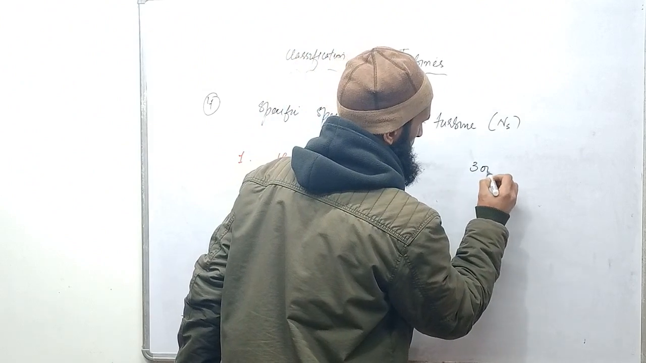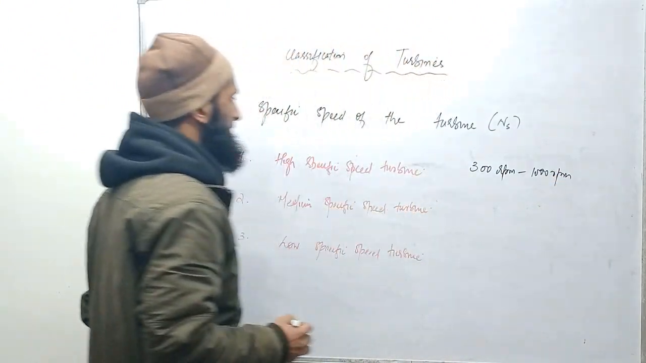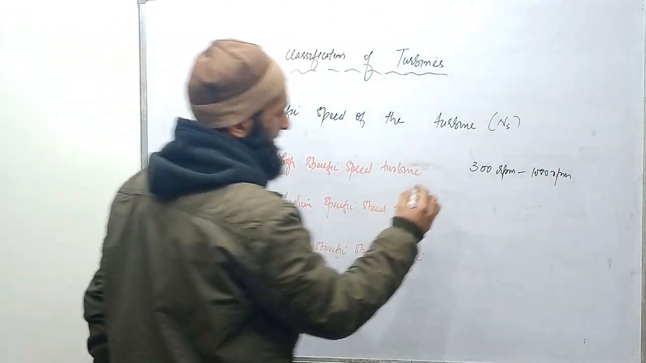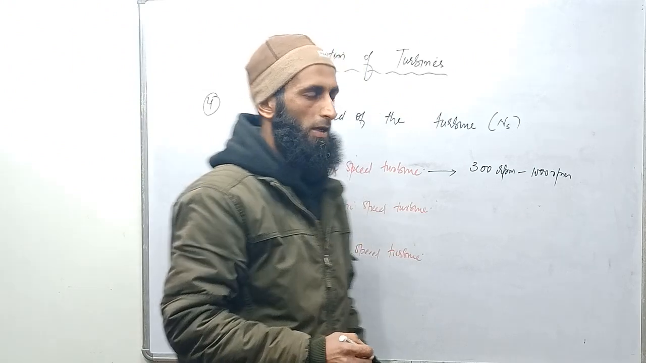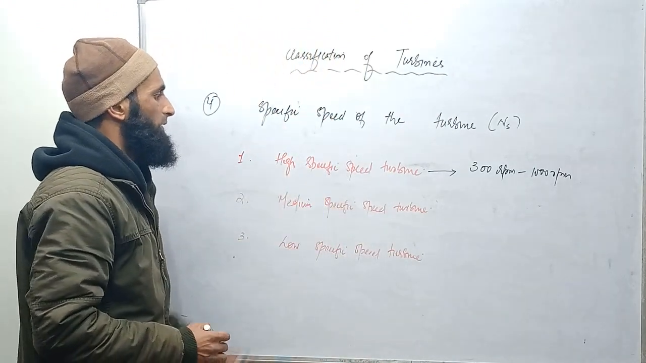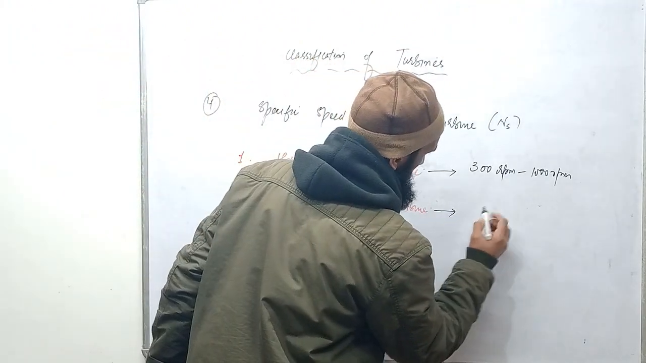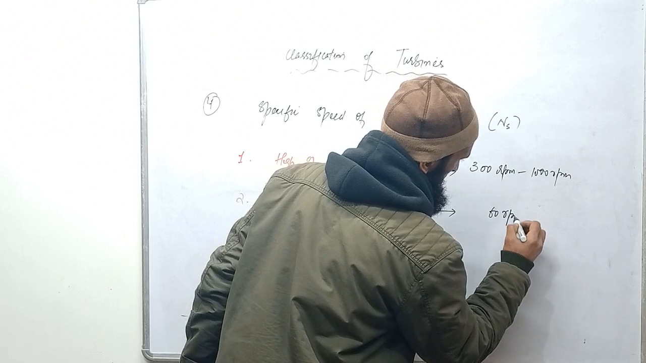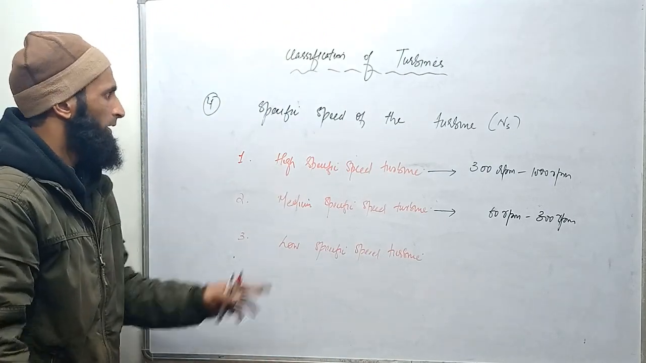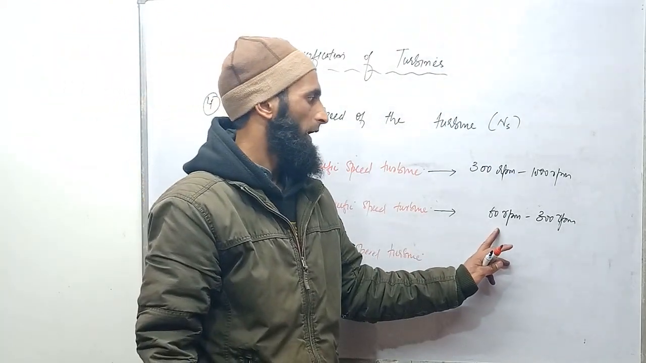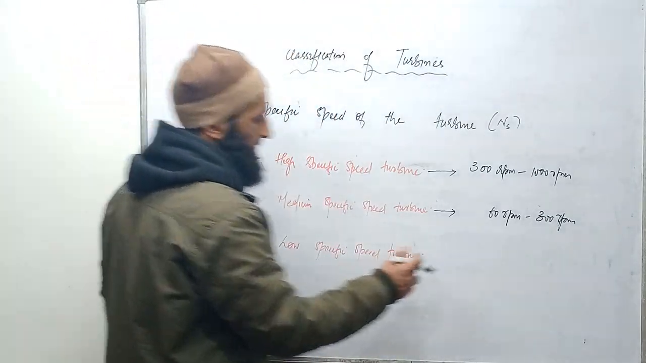For now, high specific speed turbine: in this case, we have specific speed from 300 rpm to 1000 rpm. If specific speed is from 300 to 1000 rpm, this turbine is known as a high specific speed turbine. For medium specific speed, we have 60 rpm to 300 rpm.